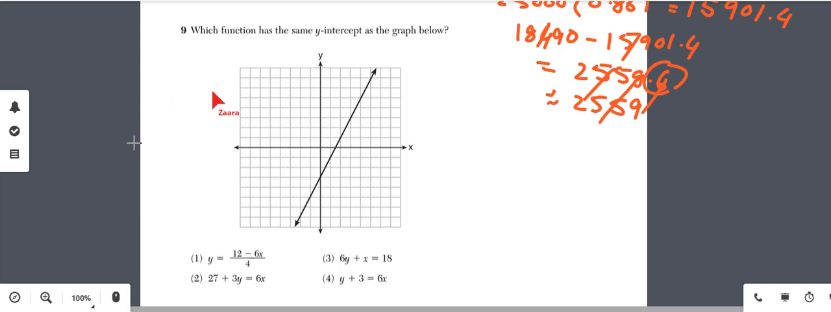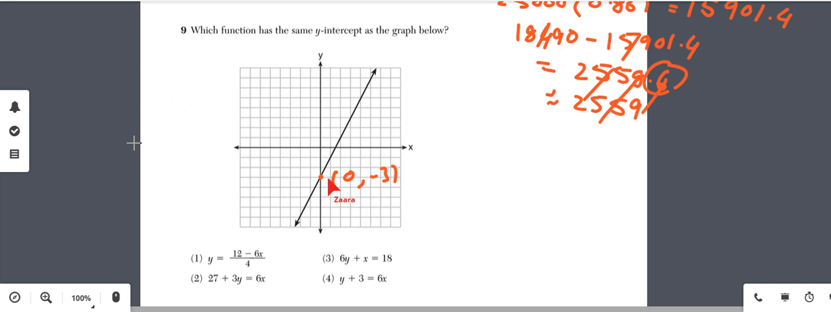Which function has the same y-intercept as the graph below? Okay, so look at this one. What is the y-intercept? It is 0, negative 3. Yeah, it's negative, right? So what we have to do, we will check which one will have the negative. Okay, this is very easy.